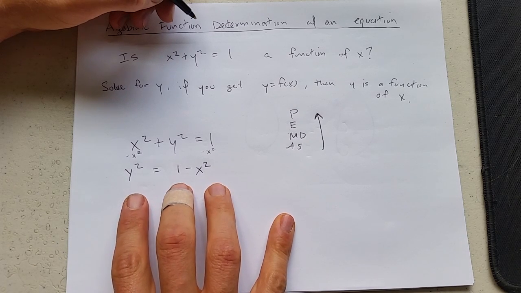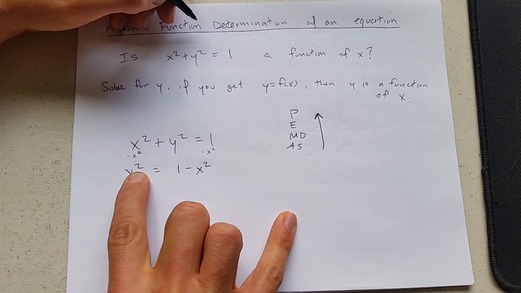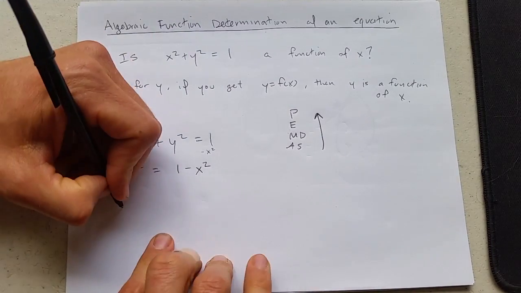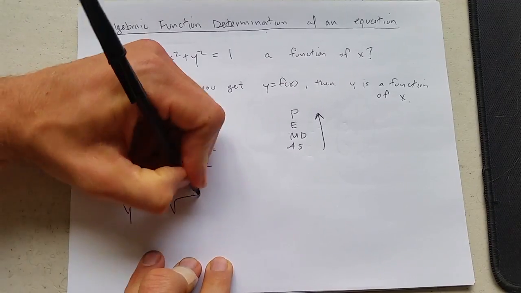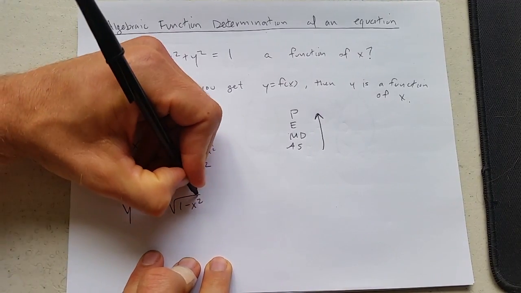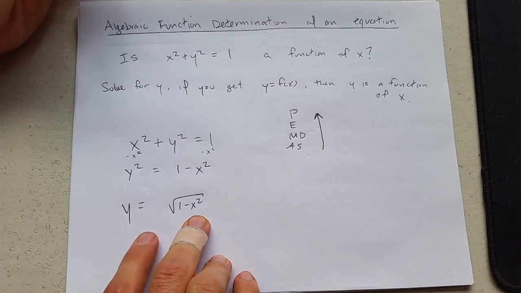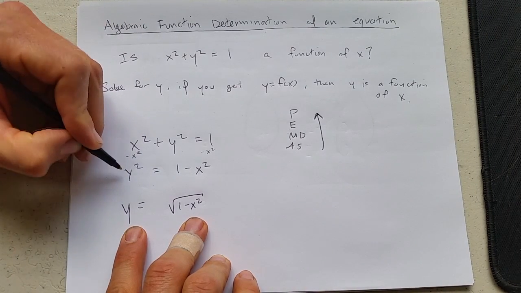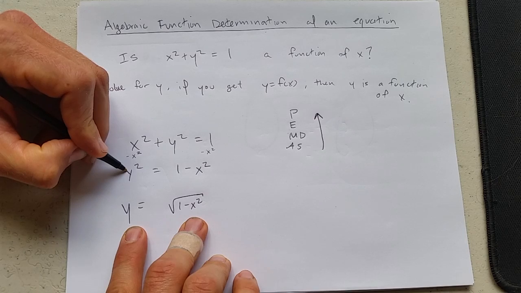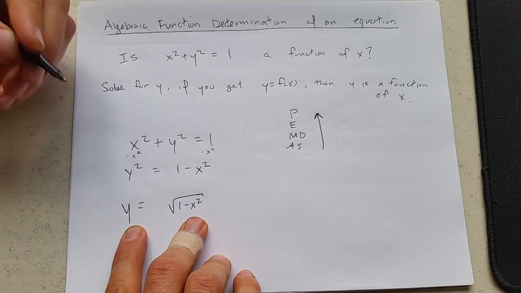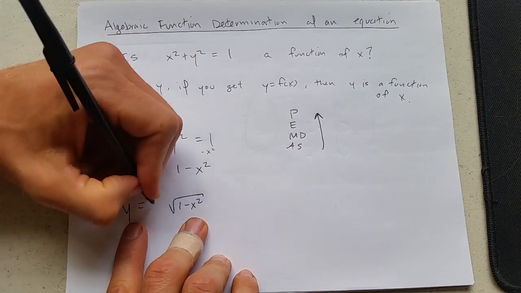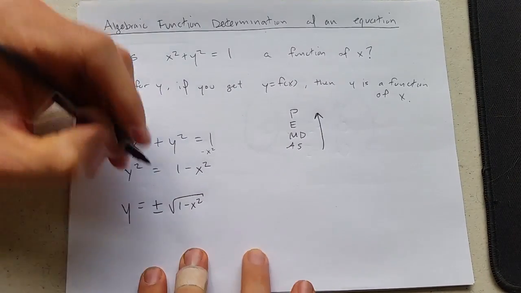Once we're here, now what do we do? I just have to get rid of the squared. How do we get rid of a squared? I do the opposite, which is a square root. And we have 1 minus x². But remember, y, if you square it, if it was negative, it would become positive automatically. So you lose the fact that y can be positive or negative. So when you take a square root of something squared, you get plus or minus.